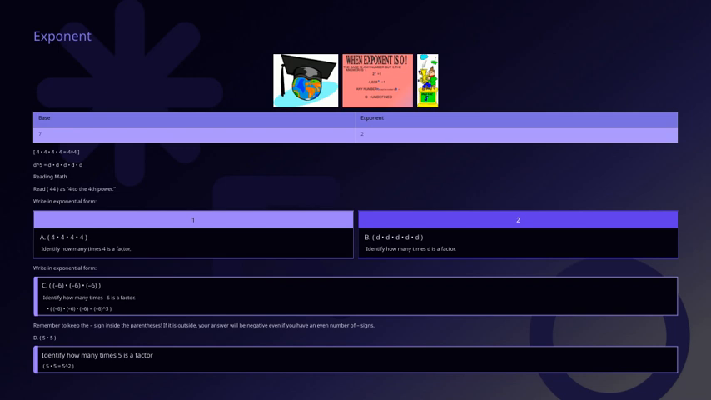To summarize, whenever you see repeated multiplication of the same number or variable, think about how many times it appears and write that as an exponent. This makes expressions more concise and easier to work with.